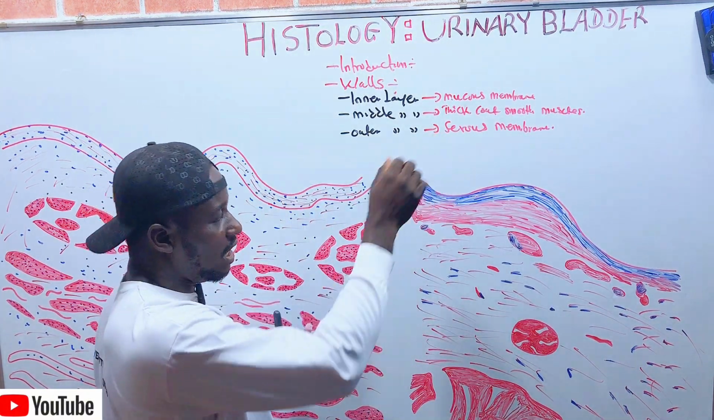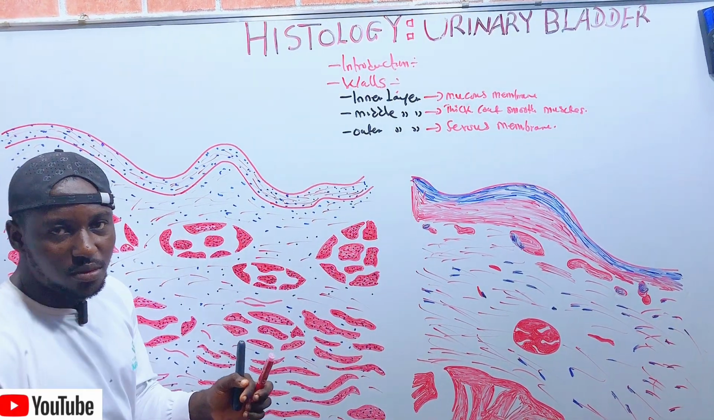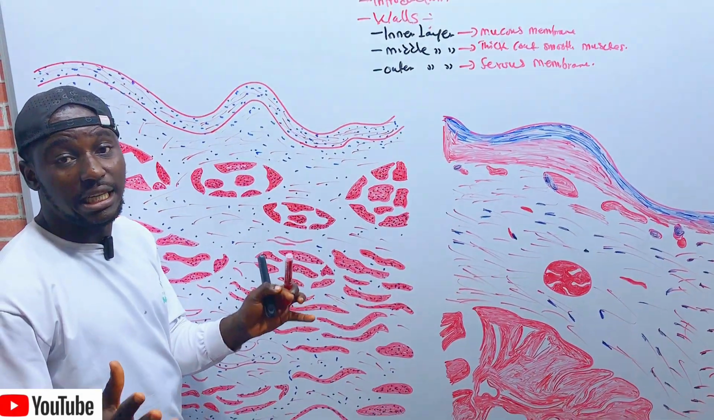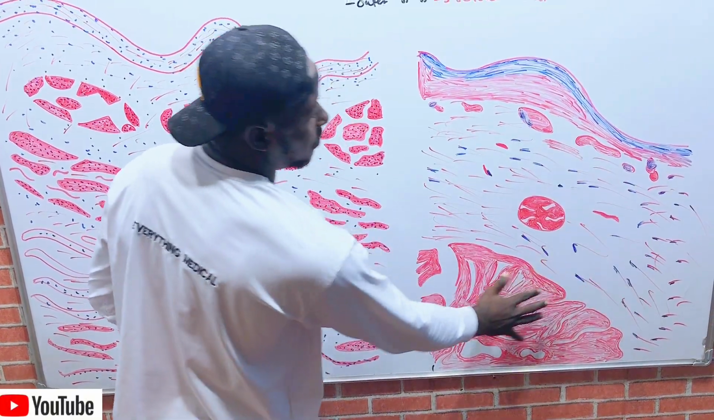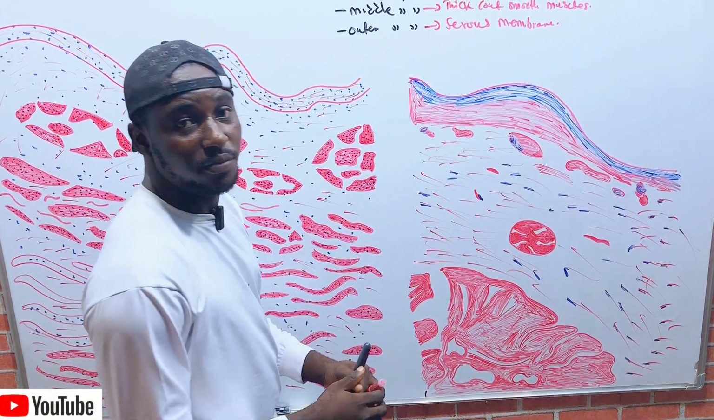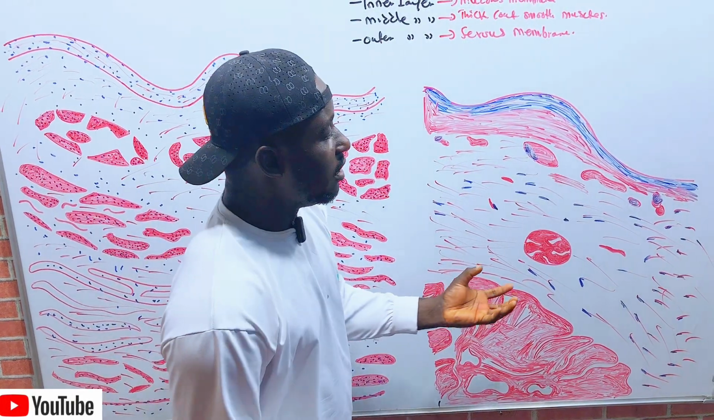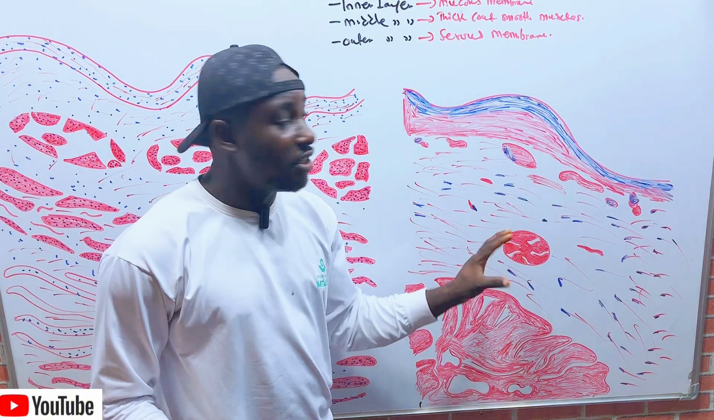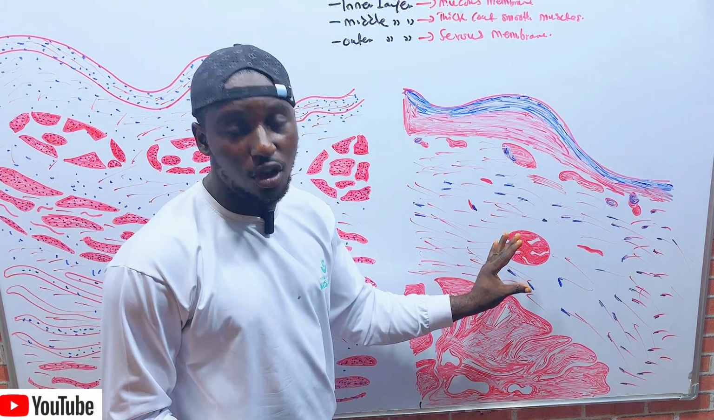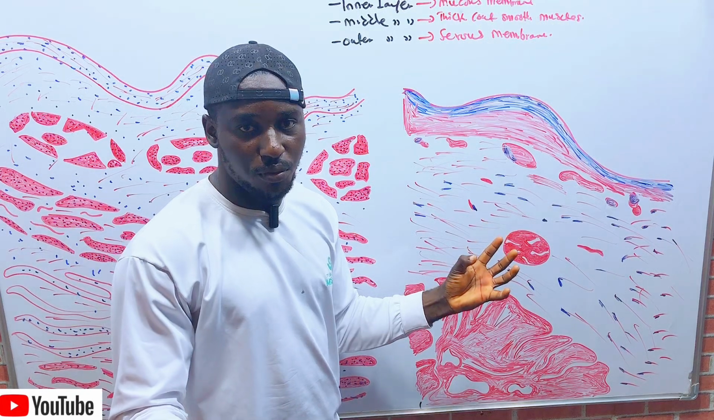Before we dive into these layers, these are the histological diagrams of the urinary bladder. This diagram you are seeing on my left hand side is the photomicrograph of the urinary bladder, how it is seen on the microscope.